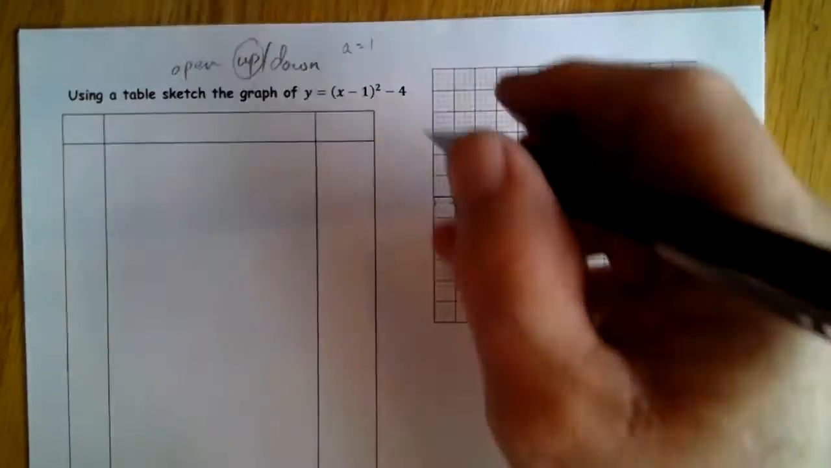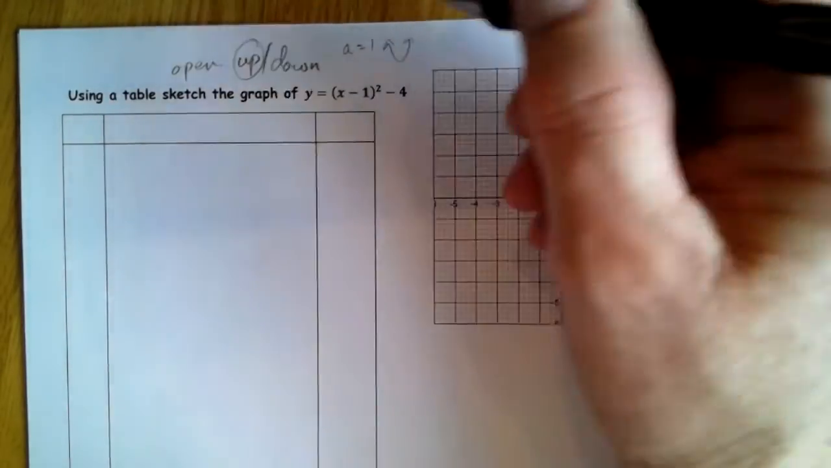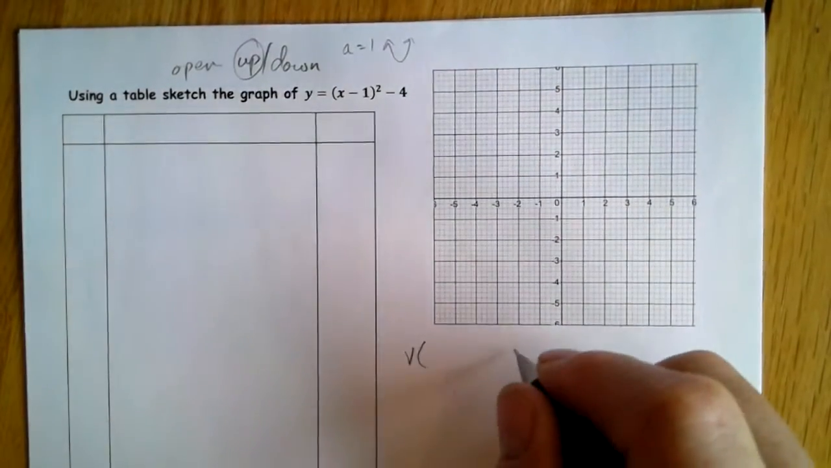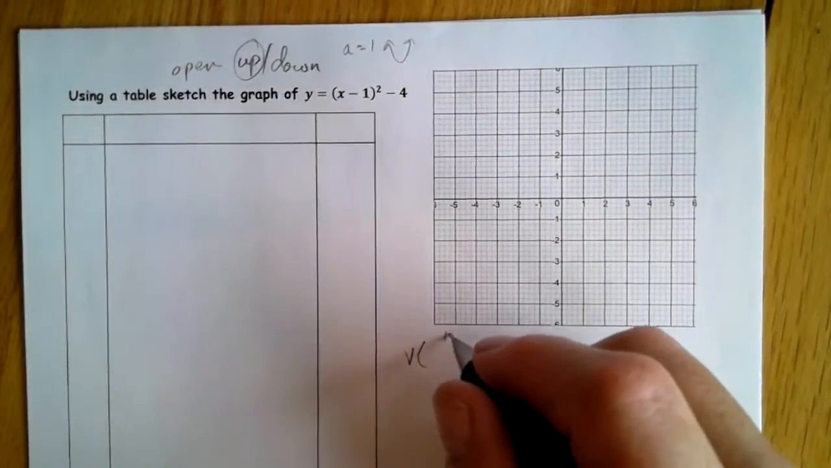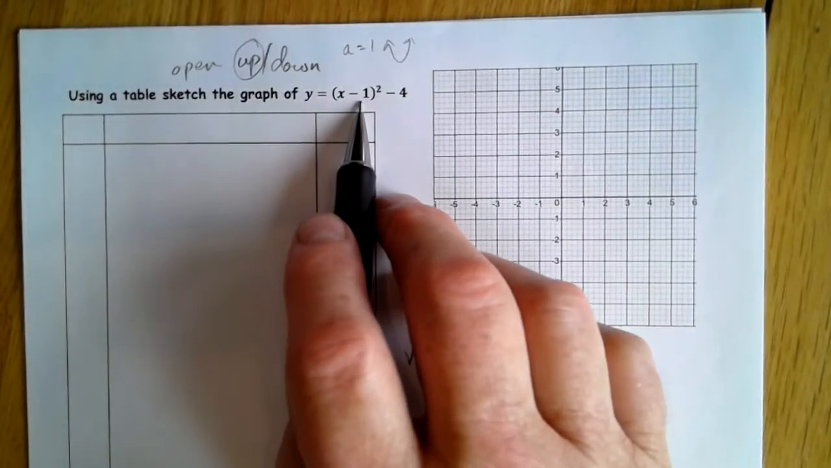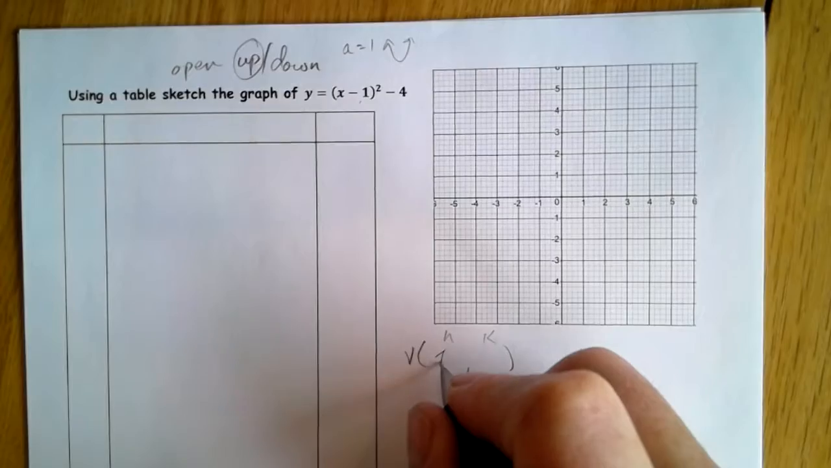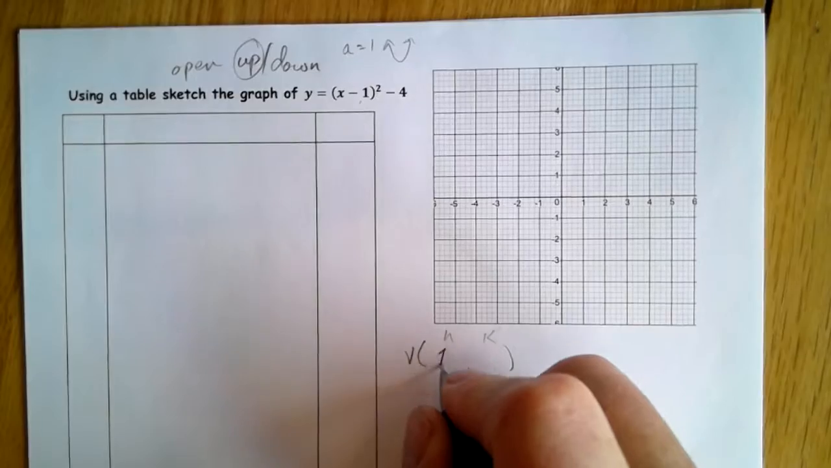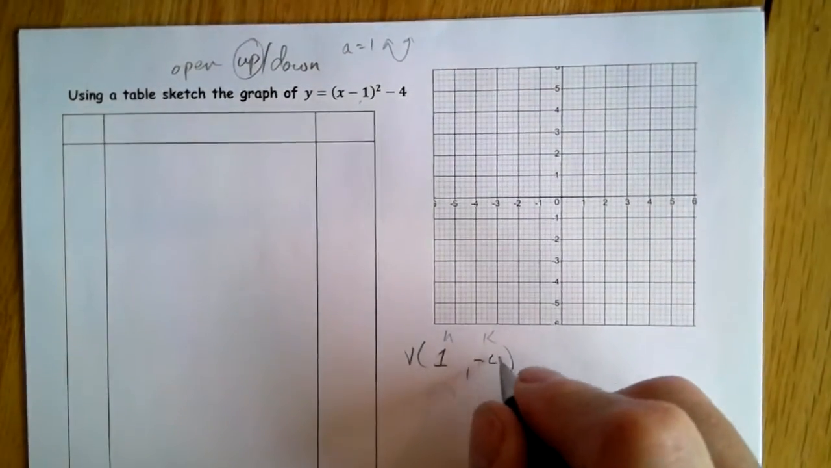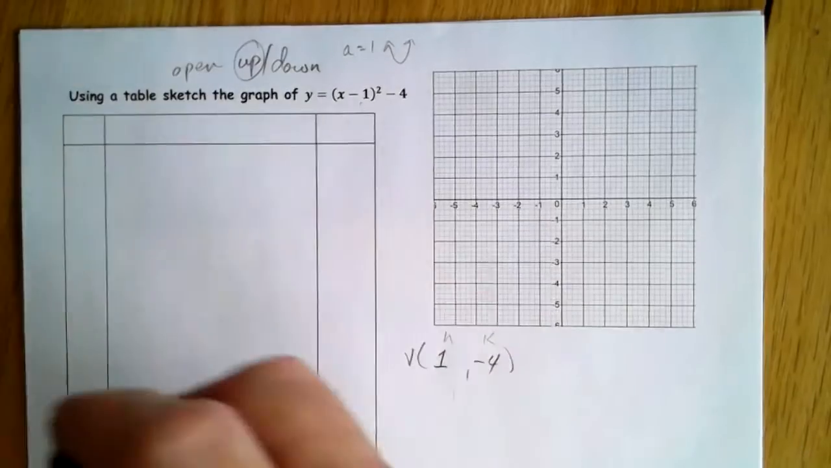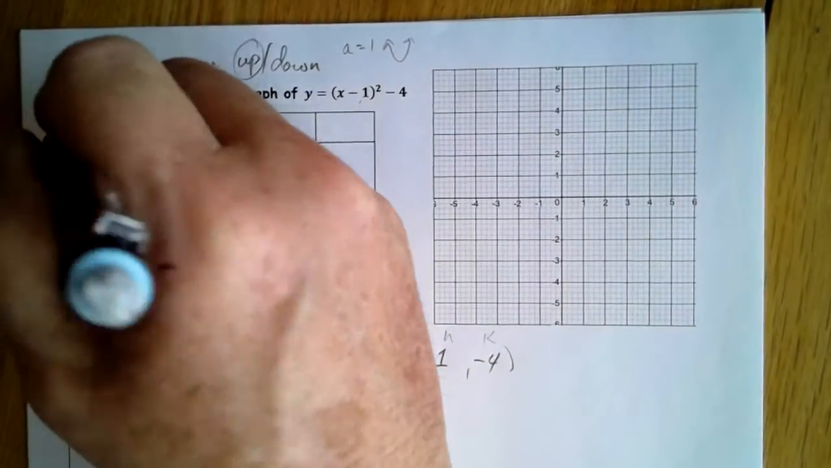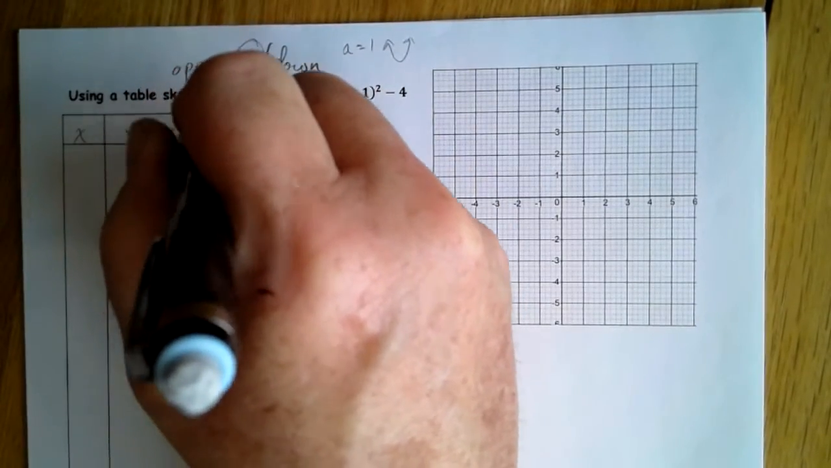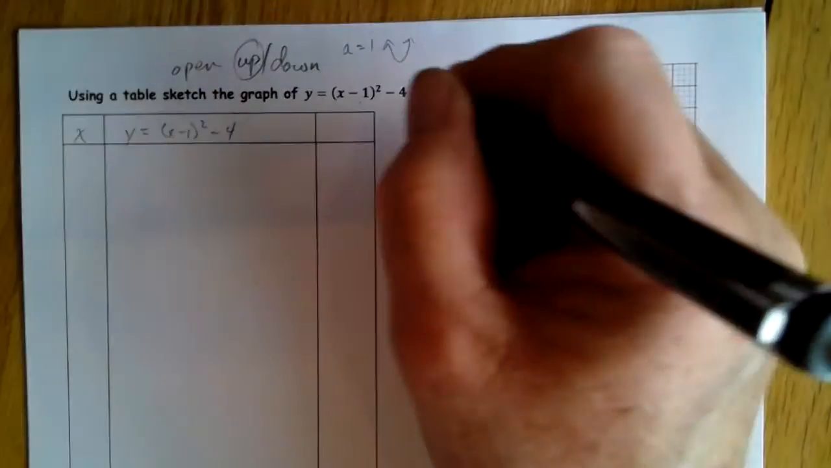Yeah? Second thing I want to know about this one here is what's my vertex. Well, I know my vertex is going to be hk. So is it 1 or is it negative 1? It happens to be 1 because when we pull it out of the parentheses, we change the sign. But k is negative 4. So we know our vertex. This is going to be x, okay? This is going to be y equals x minus 1, quantity squared, minus 4. And then this is going to be xy. This is our table for finding values.